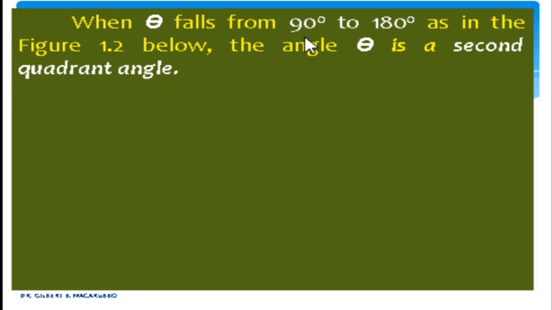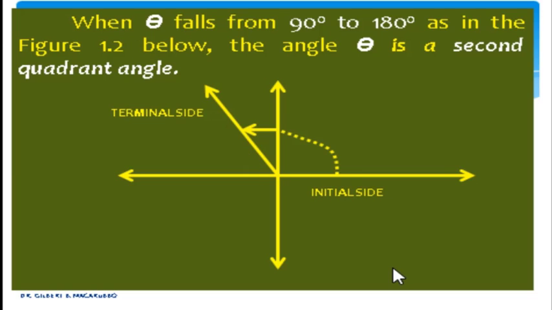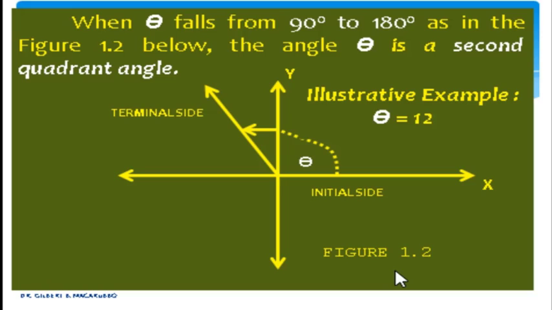When theta falls from 90 degrees to 180 degrees, as in figure 1.2 below, the angle theta is a second quadrant angle. Consider the figure below. We have the terminal side in the second quadrant. So angle theta, which is equal to 120 degrees, is a second quadrant angle.